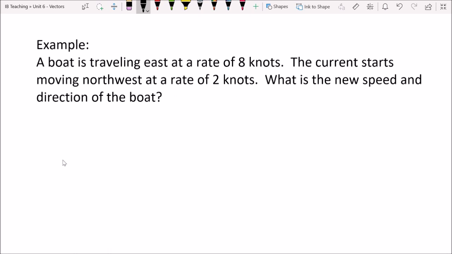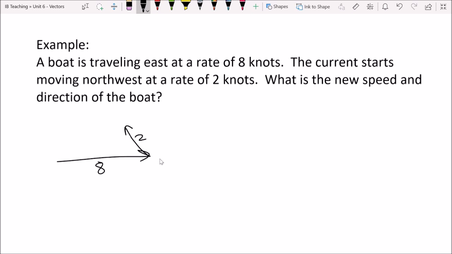All right, I'm going to show you how to draw it, guys. So east at 8 knots. East, 8 knots. Then we're being affected by the current. When something's being affected by more than one thing, that turns out to be well described by vector addition. So I'm going to draw this head to tail. Northwest is like this, at a rate of 2 knots.